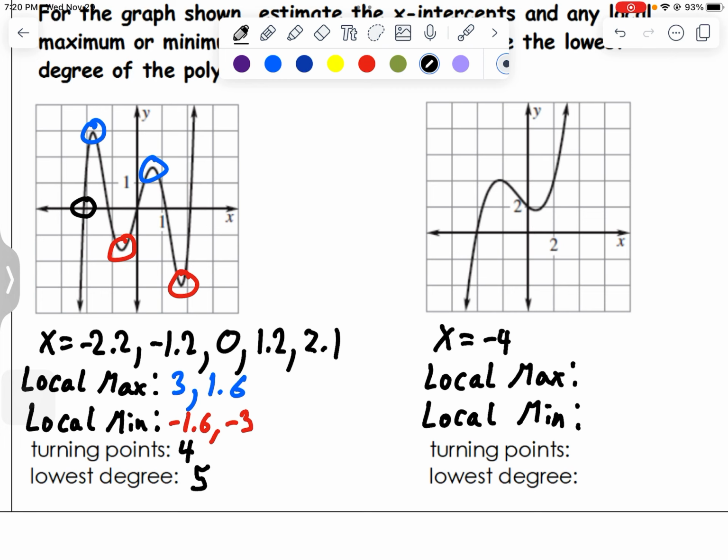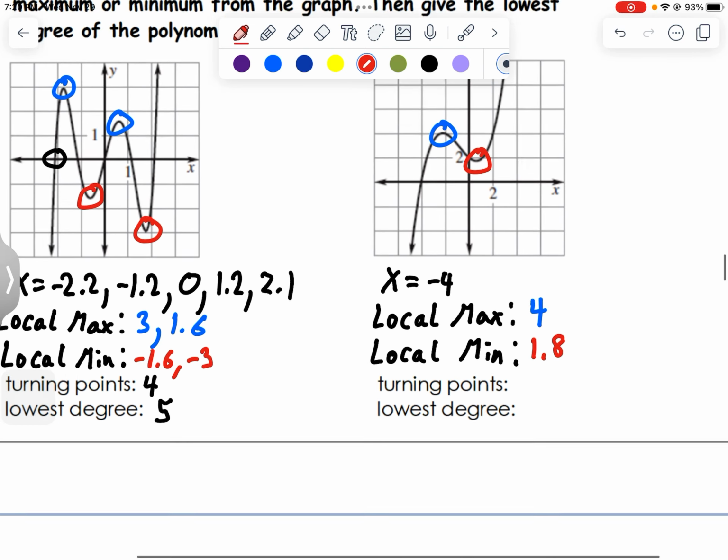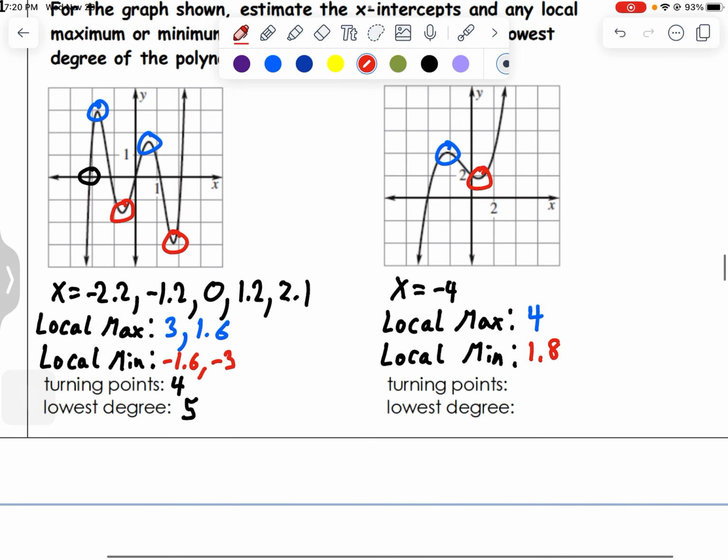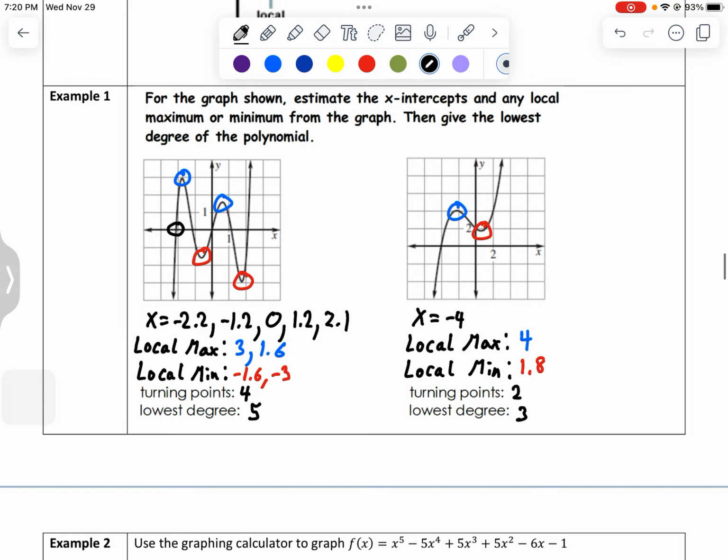and our local min, again I'll change my color. We only have 1 local max, and that looks to be right at 4 for the height, and then the local min is just slightly beneath 2. You could say 1.9, or I'm going to say 1.8 since we're counting by 2's. Might skew it a little bit, but that's fine. So then the number of turning points that we have in total is 2, and therefore our degree has to be 1 higher than that of 3.